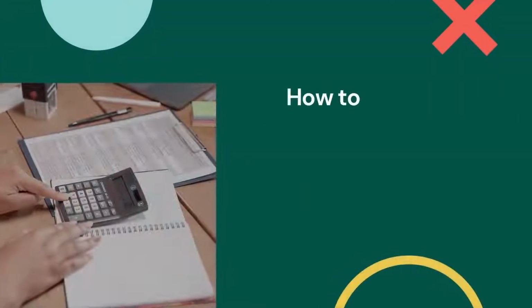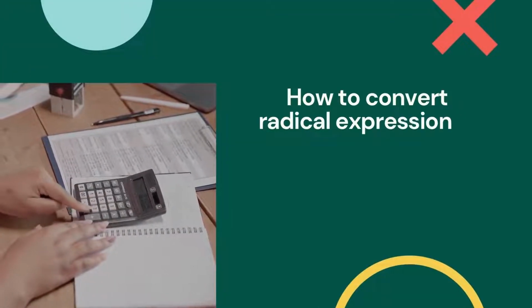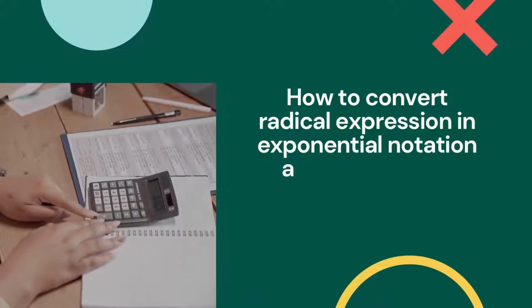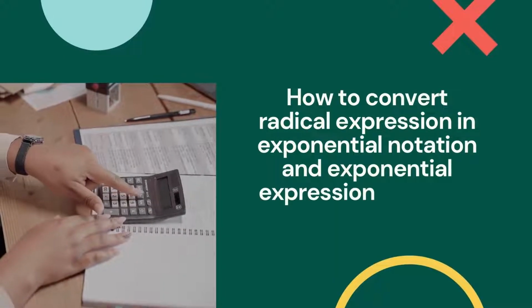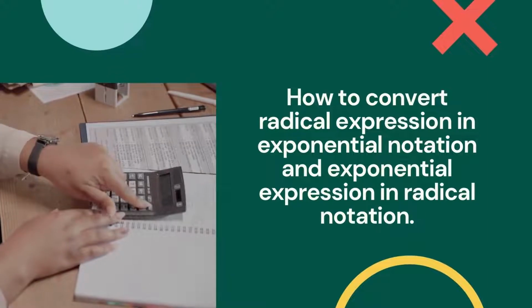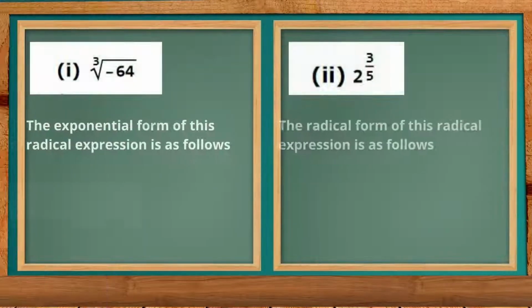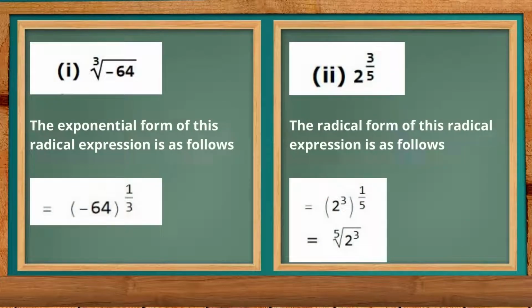Now we will move on to the exercise. Here we will tell you how to write a radical expression in exponential notation and an exponential expression in radical notation. Question number 1 is the cube root of minus 64. Cube root will be written as the power of 1 over 3. So the exponential form of this radical expression would be as follows: minus 64 to the power of 1 over 3.